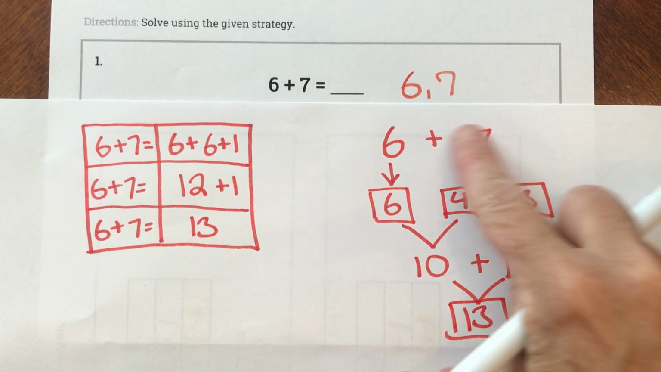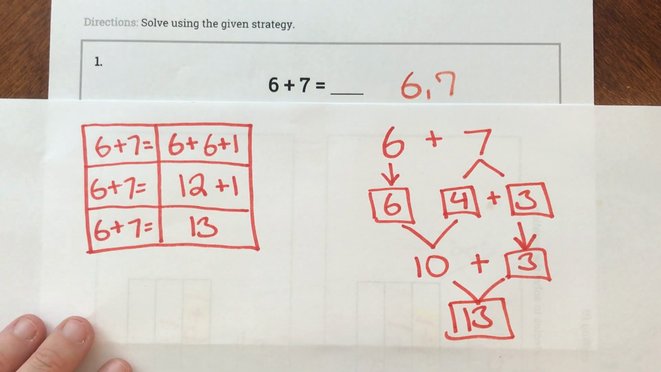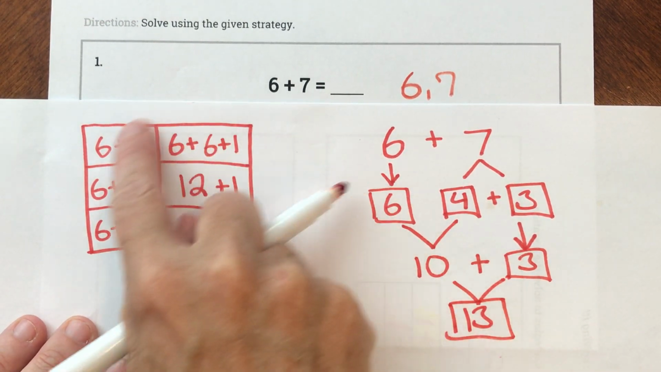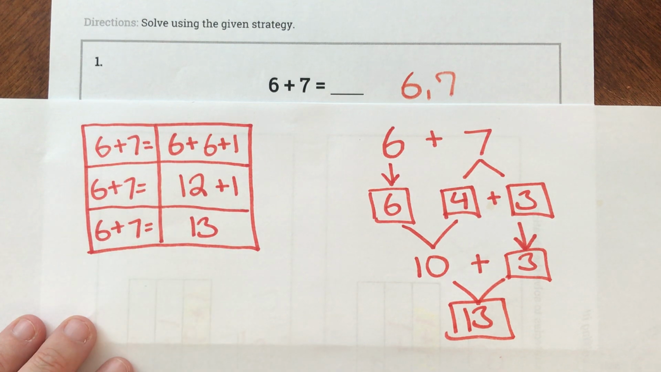I could have used this strategy. But because these were consecutive numbers, I think this strategy might have been more efficient, which remember means faster for this specific problem. Okay, I'm going to do another problem. Okay, and see what we get for this one. Okay, ready? Here's my next problem.